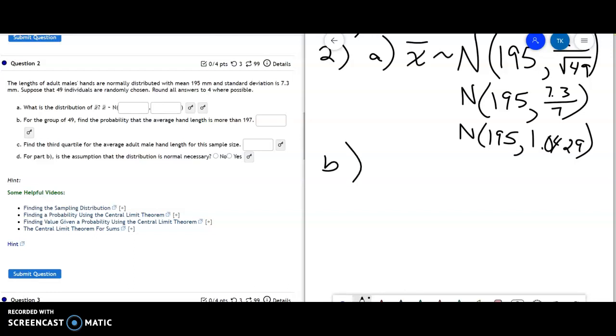B, for the group of 49, find the probability that the average hand length is more than 197.